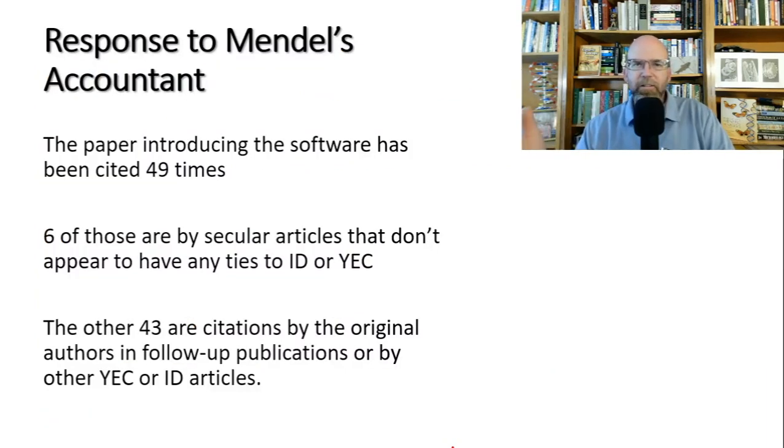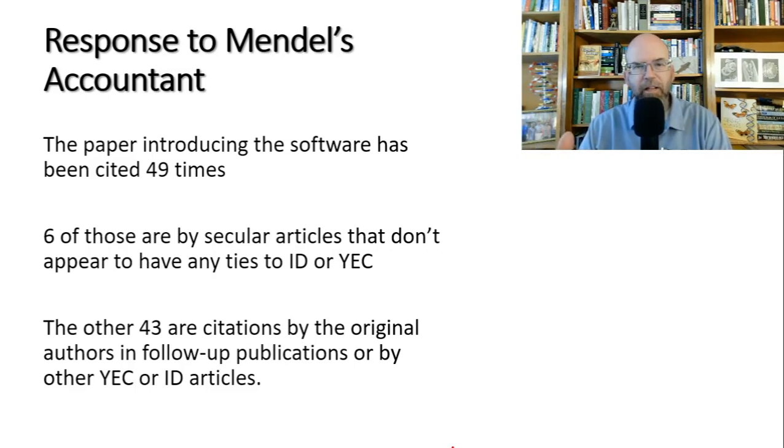All right, so what's the response been to Mendel's account? I think I already mentioned this. The paper introducing the software has been cited 49 times. 9 are by secular articles that don't appear to have any ties to ID or YEC. But the big idea here is the 43 are citations by the original authors or by closely related individuals to those authors. So it was created by a small number of individuals. They then have been using it over and over again. And then a few other people have been involved in projects with them. And so it's a close-knit community that is relying on Mendel's accountant.